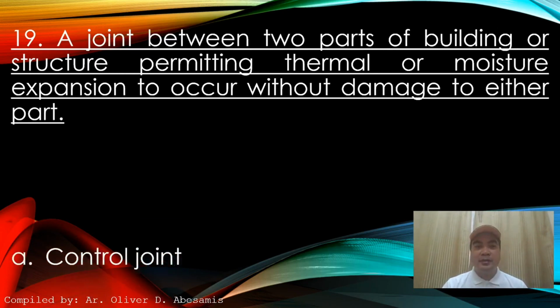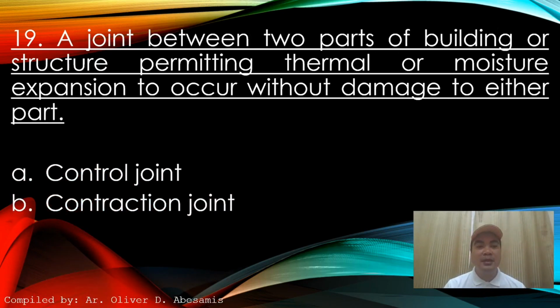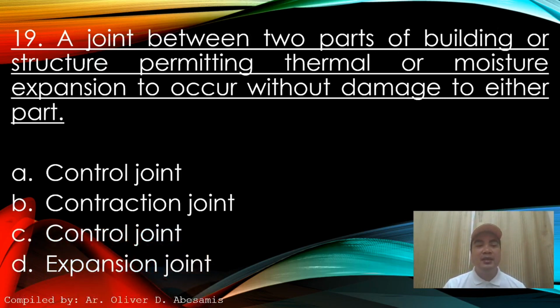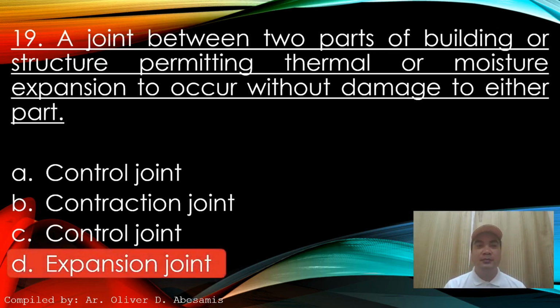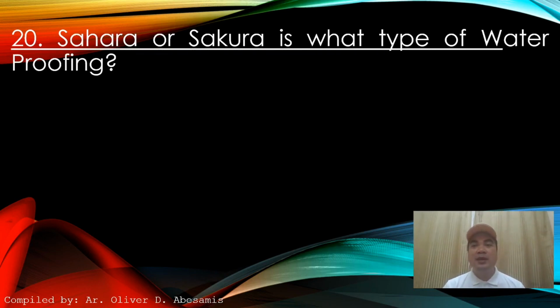Next, a joint between two parts of a building or structure permitting thermal or moisture expansion to occur without damage to either part. A. Control joint. B. Contraction joint. C. Control joint. And D. Expansion joint. Answer? D. Expansion joint.